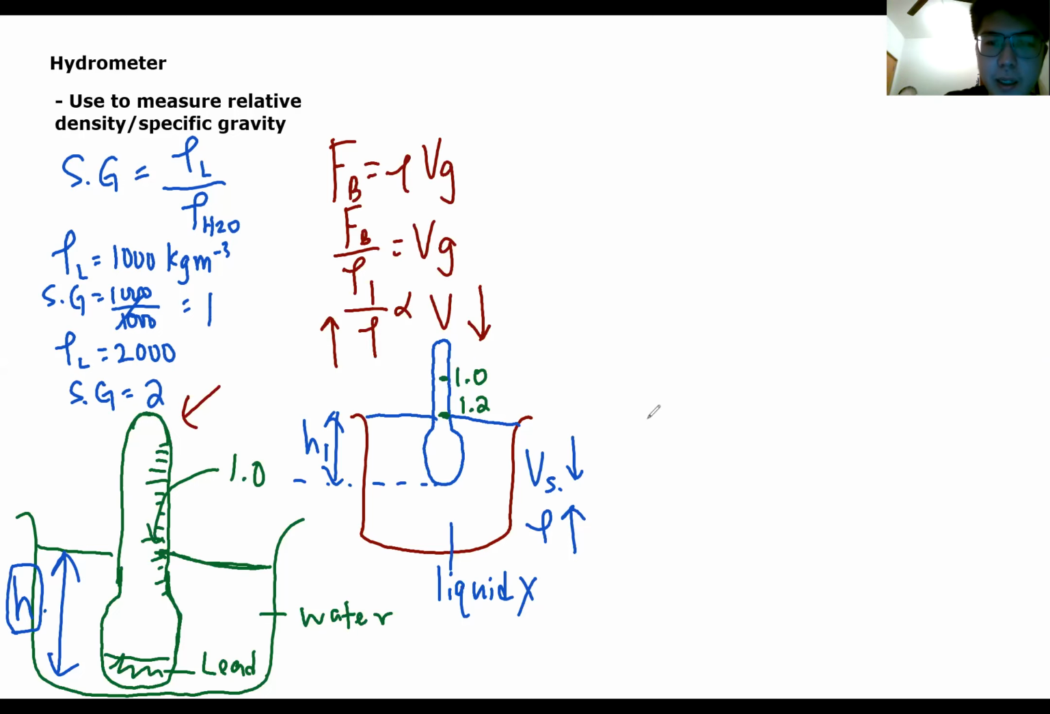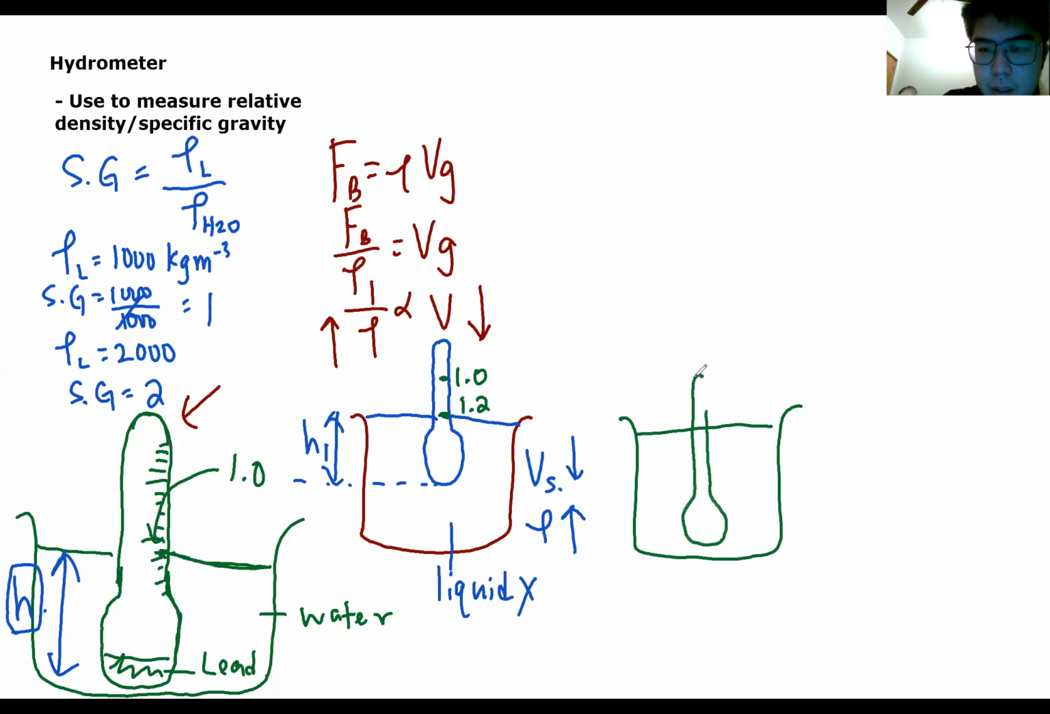Now same, if you put it in liquid Y, and it sinks deeper. This is the 1.0 mark, and maybe this is the 0.9 mark. It lines up with the 0.9 mark. So what does this tell you? Since it sinks deeper, the volume of the submerged section increases, so the density decreases. So this liquid Y has a lower density compared to water and liquid X.